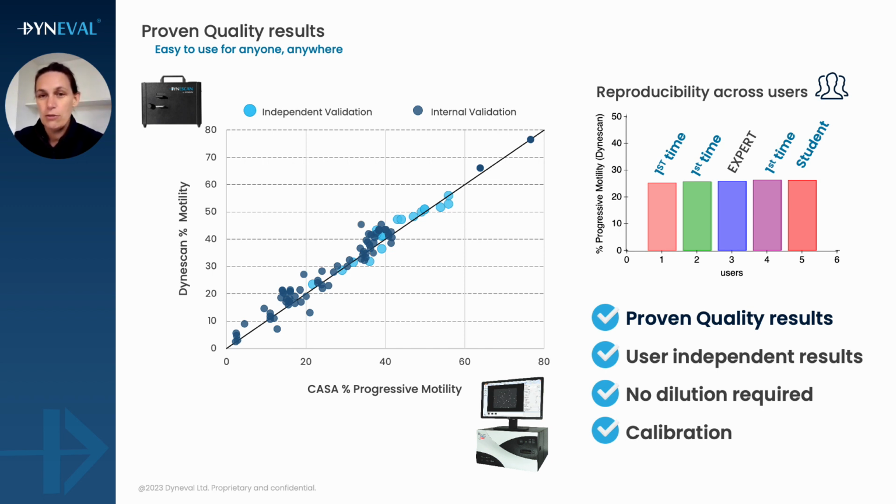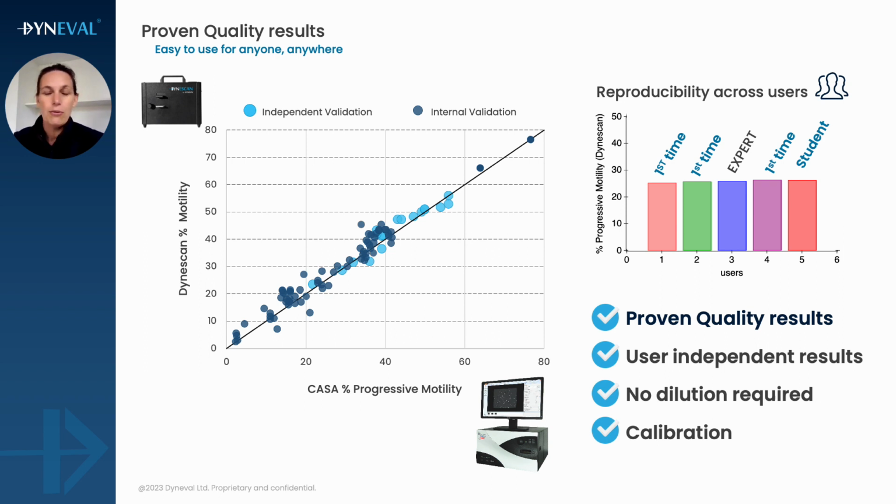We have also tested the reproducibility across different users with a range of experiences. Some have never used a pipette or handled samples before. Others have over 20 years experience in microbiology. And after half an hour of training, all of the users achieved very similar results with less than 1% standard deviation. And so this shows that the Dynescan can be used by almost anyone to obtain very good, precise measurements that you can trust. And no dilution is required to perform analysis on straws.